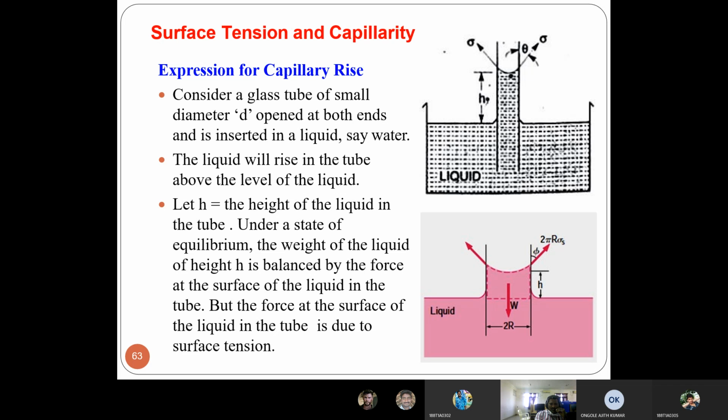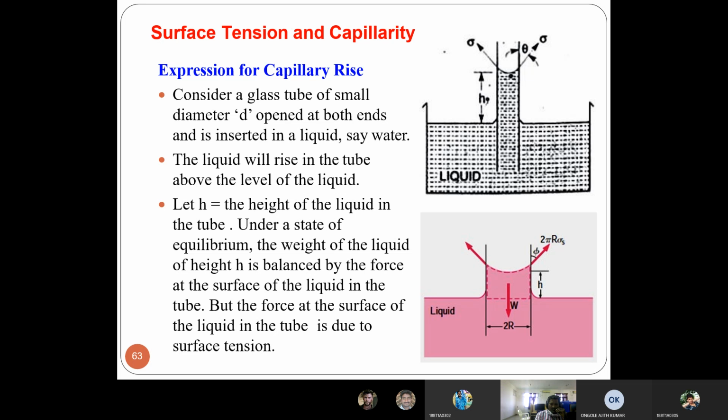And if we draw one horizontal line, with horizontal angle theta, this will be 90 minus theta. Or simply, what is the vertical component here? Sigma cos theta will come. If you want to understand clearly, from this point, if you draw one horizontal line, we will get one angle here, 90 minus theta. This is the horizontal component and this is the vertical component.